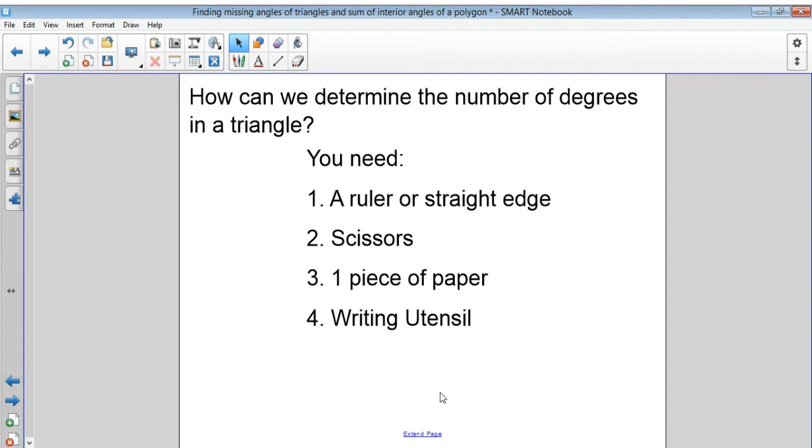But now we're going to look at how we can determine the number of degrees in a triangle. Some of you may already know the number of degrees in a triangle, which is great, but here we're going to do a little activity to prove it. So what you will need is a ruler or straight edge, a pair of scissors, one piece of paper, and a writing utensil. If you do not have all of these things, go and get them now. You can just pause the video and then start back once you do have them.